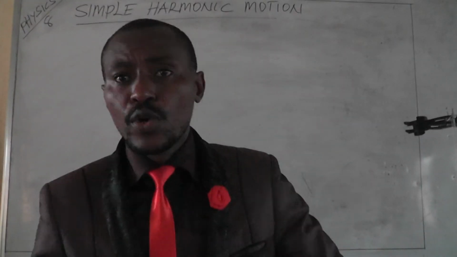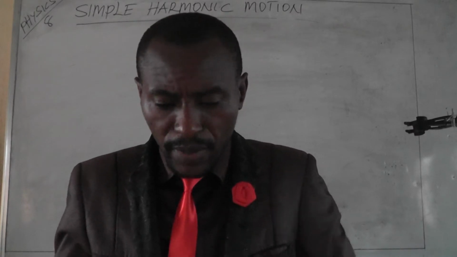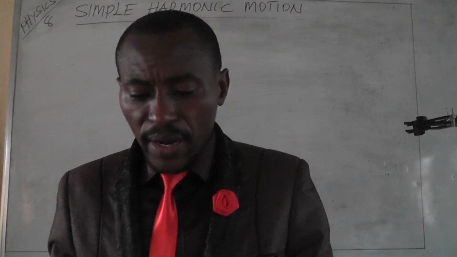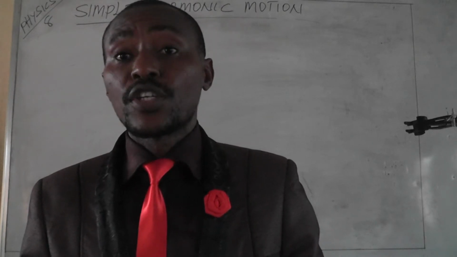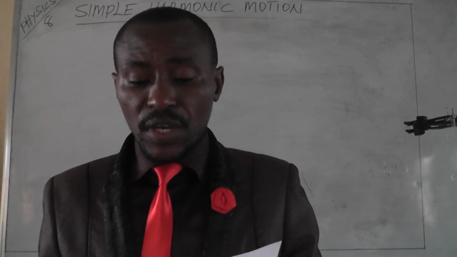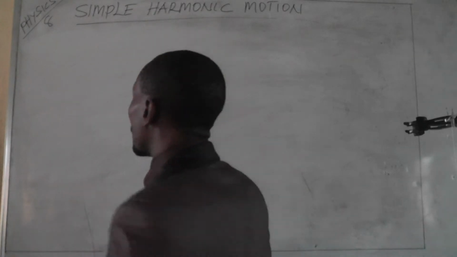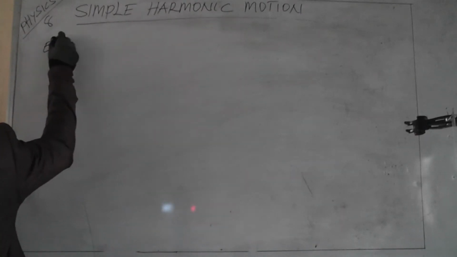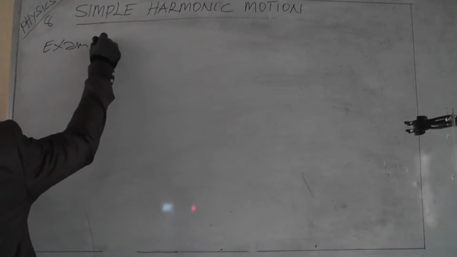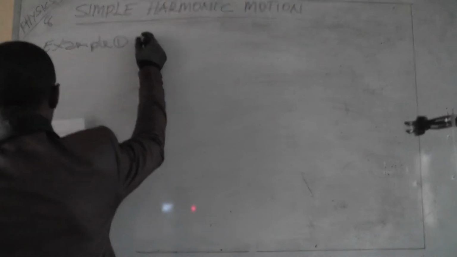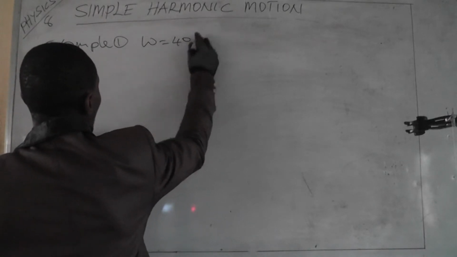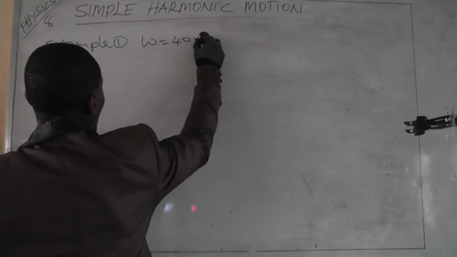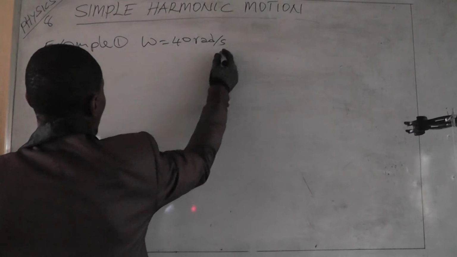Now, let's quickly look at the question we just talked about. Example 1. A body executing a simple harmonic motion has an angular velocity of 40 radian per second. So, the angular velocity here, we're on example 1, is 40 radian per second.